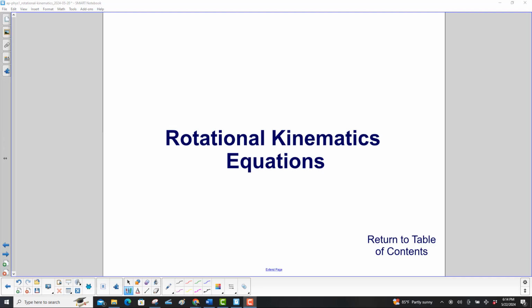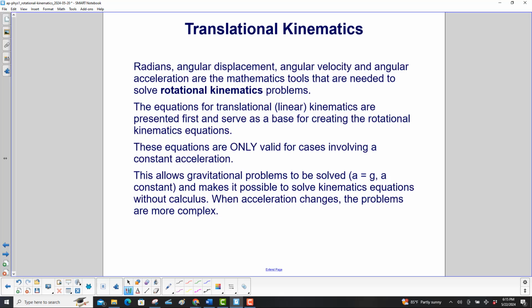Rotational kinematics equations. Radians, angular displacement, angular velocity, and angular acceleration are the mathematics tools that are needed to solve rotational kinematics problems.